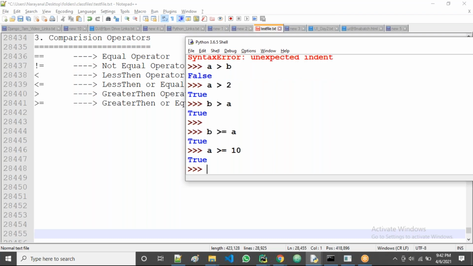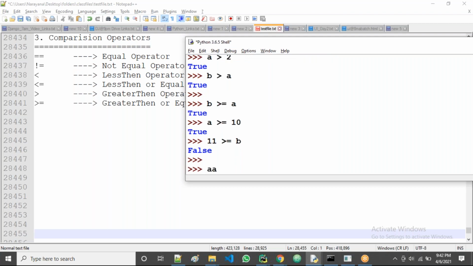I'm taking now, suppose I take 11 greater than or equal to B. In this case, guys, true or false? 11 greater than B, true or false? Yes, false, right?